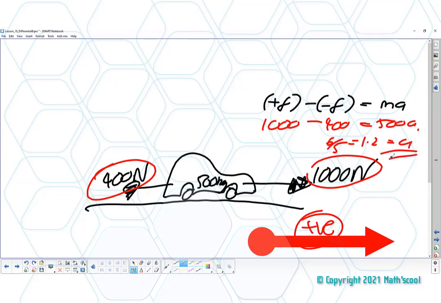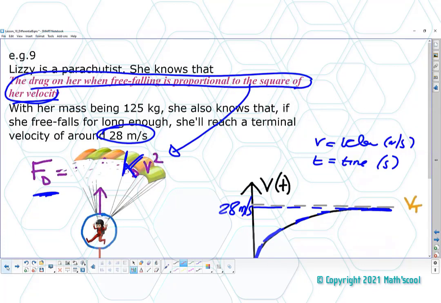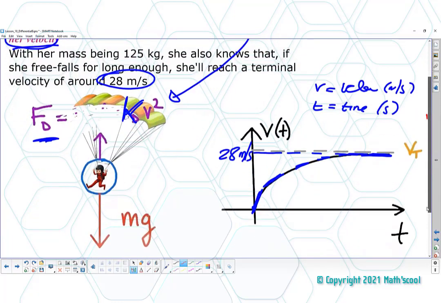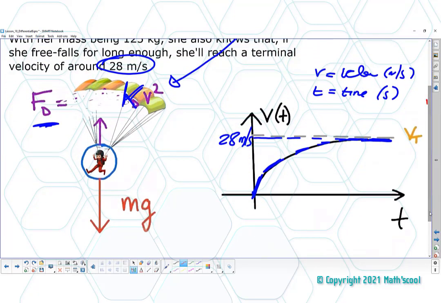Yep, we know how to work out acceleration. Define which way is positive. Positive force minus negative force equals ma. Back to here. Back to you. Which way do you want to be positive?